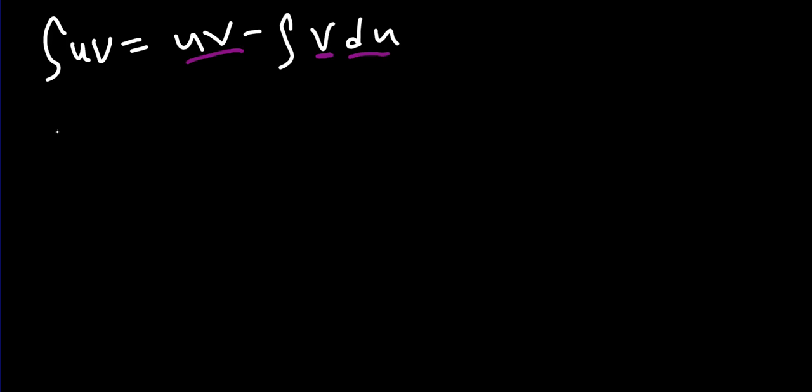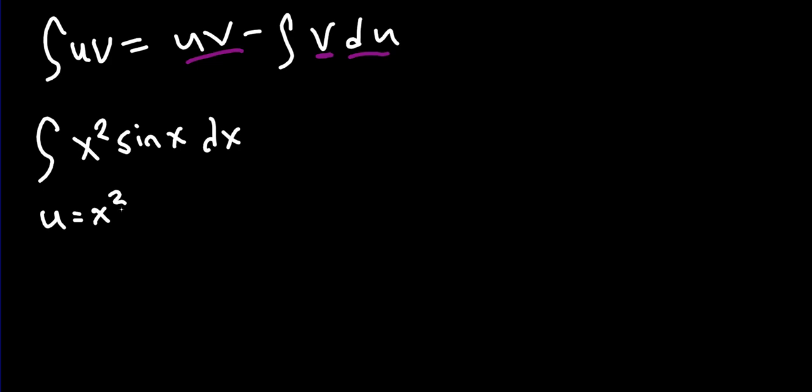So, let's give an example. Let's say we want to find the integral of x squared sine of x. Okay, so let's designate a u and a dv. How you would go about this is that your u, you can choose either one. I'll choose x squared as my u, and my dv is equal to sine x. So this up here should be u dv.